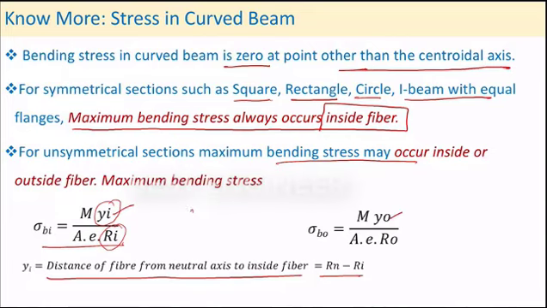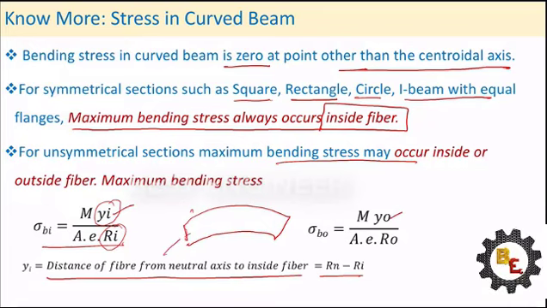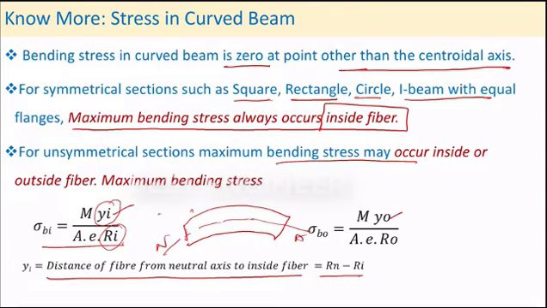See, the curved beam was like this, and this one is the neutral axis, inside, outside. We applied a moment here. Now the distance of the neutral axis from the inner fiber is called the Yi distance, and the distance from the outside fiber is called Yo, with Ri and Ro measured from the center of curvature.